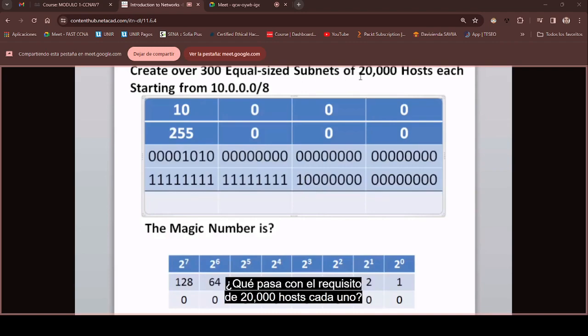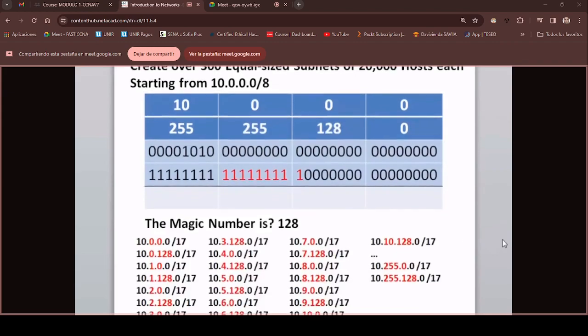What about the requirement of 20,000 hosts each? We have 15 zeros left for hosts per subnet. 2 to the 15th power is 32,768, minus 2 would be 32,766 hosts per subnet. That meets the requirement of having at least 20,000 hosts in each subnet. So this scenario would work.